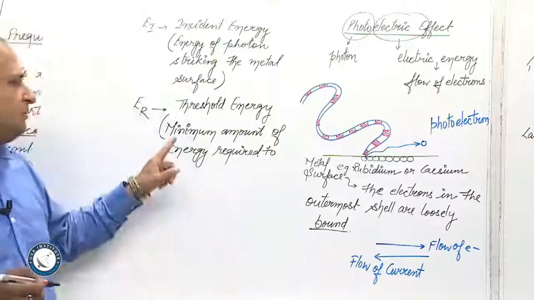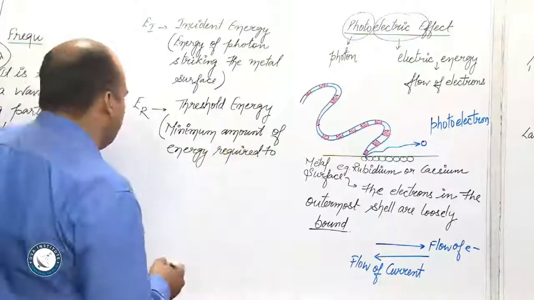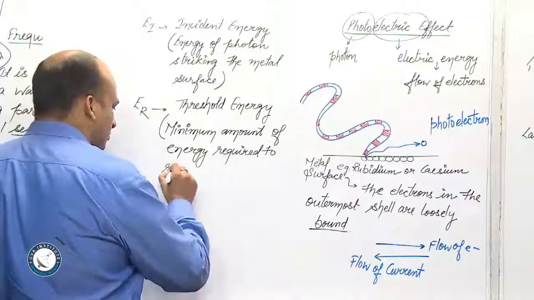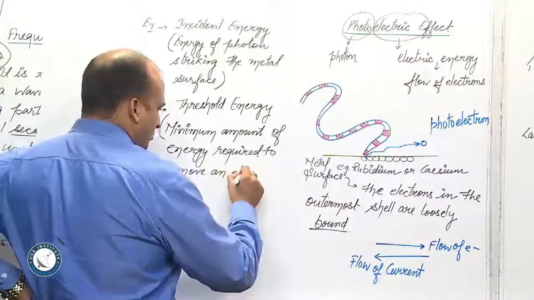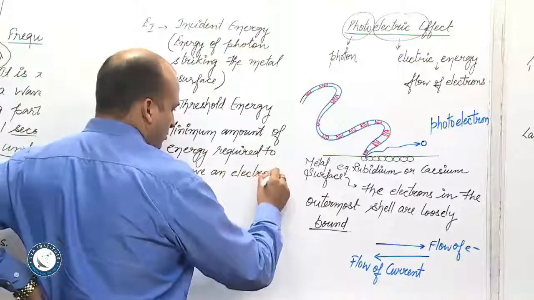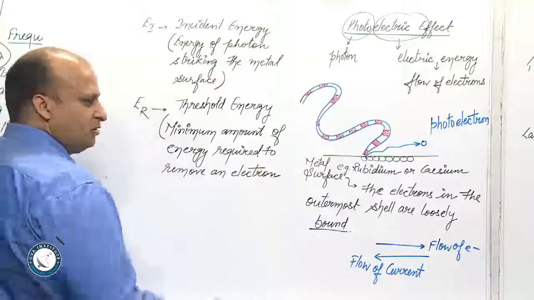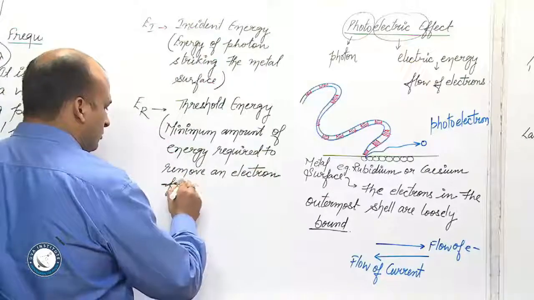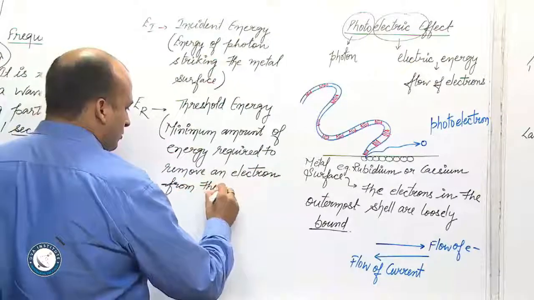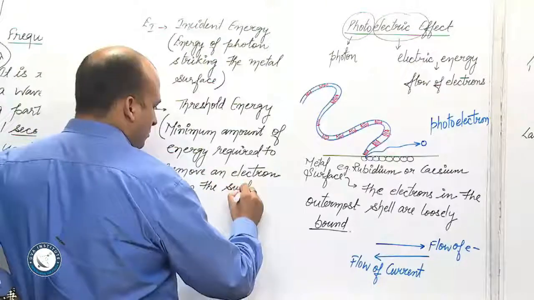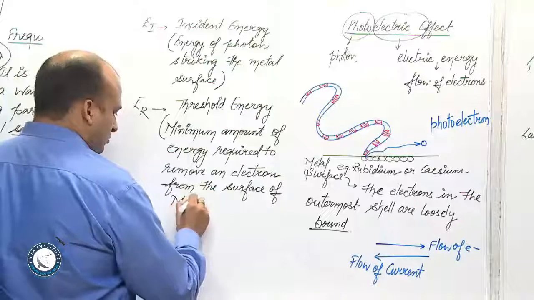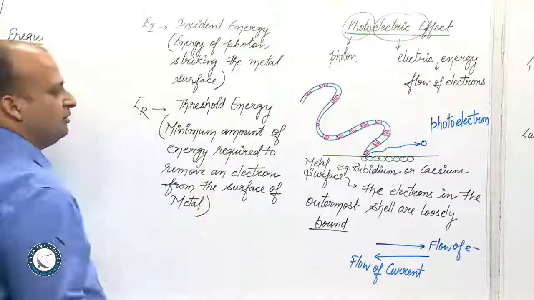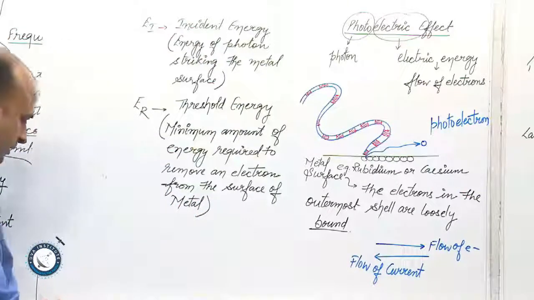So threshold energy is the minimum amount of energy required to remove an electron from the surface of metal. Okay, fine.